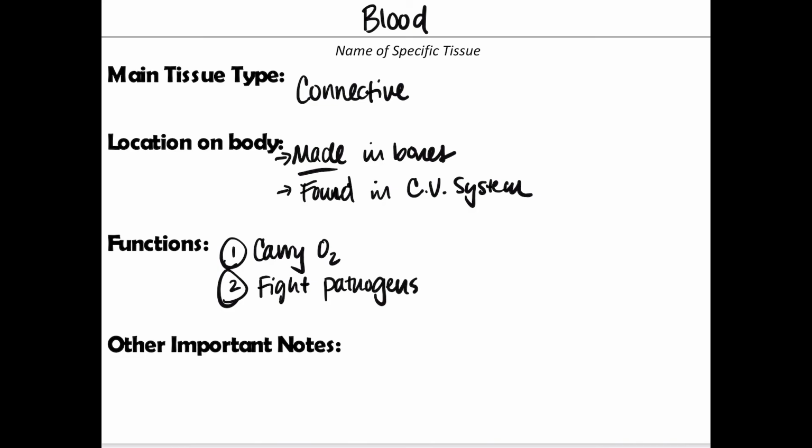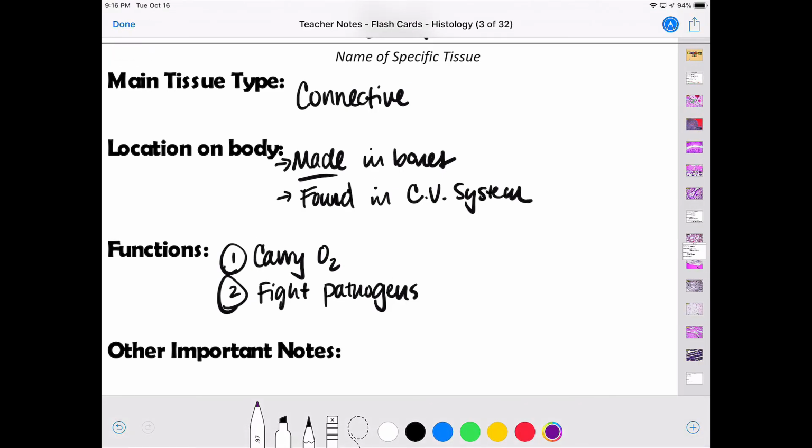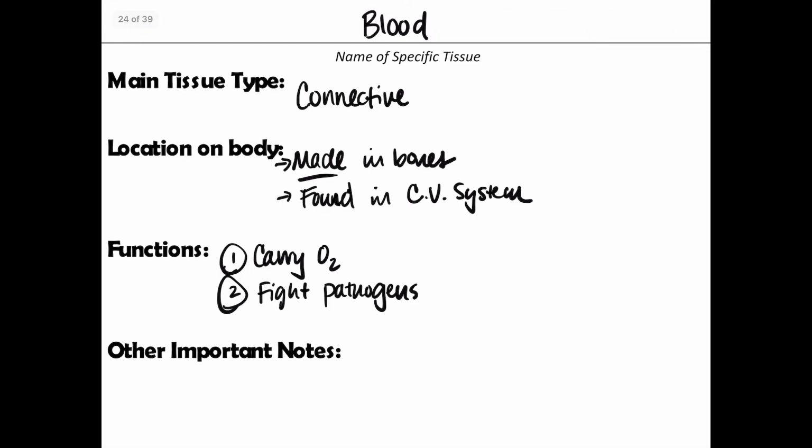Okay, so important notes. Absolutely, let's talk cells here. So I'm going to start with our white blood cells. I'm going to make them big and purple. And I want you to remember that these are called leukocytes. And these are the white blood cells.